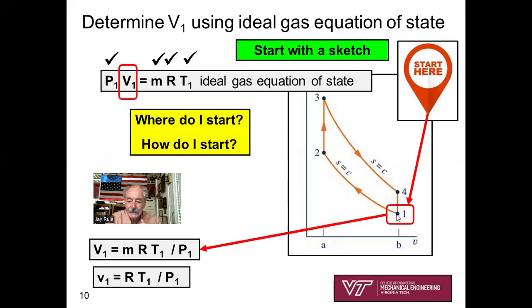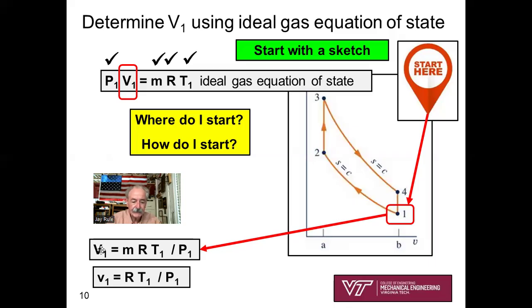Okay, start here. And then I know the ideal gas equation of state. Can I calculate V1? Yes, I'm given P1, I'm given M, I've got R. R is 0.287 kilojoules per kilogram degree K. I know that off the top of my head for air. And T1 is given. So I can calculate capital V1. It's MRT1 over P1. And also I'll go ahead and calculate little v1. It's simply going to be RT1 over P1. Either of those will work.